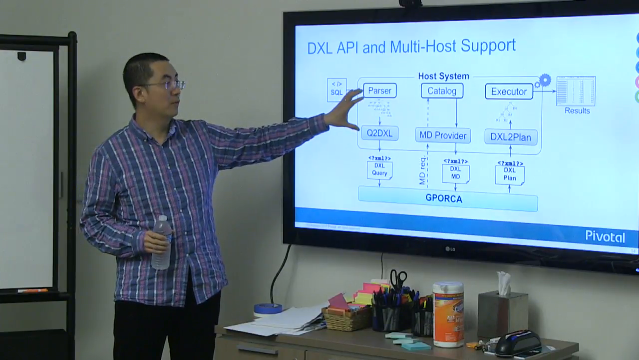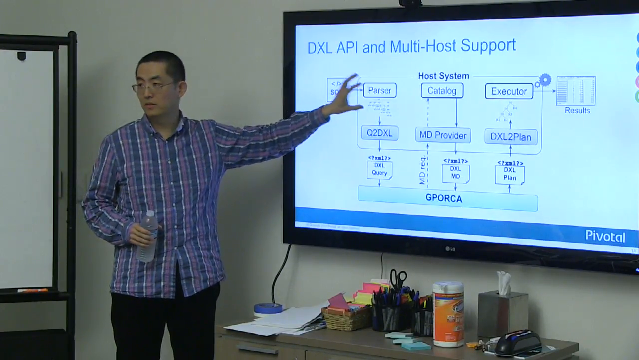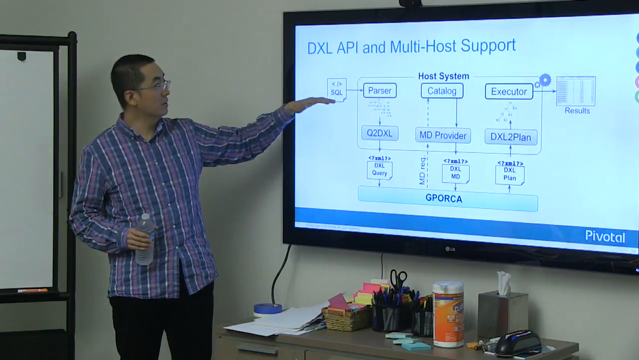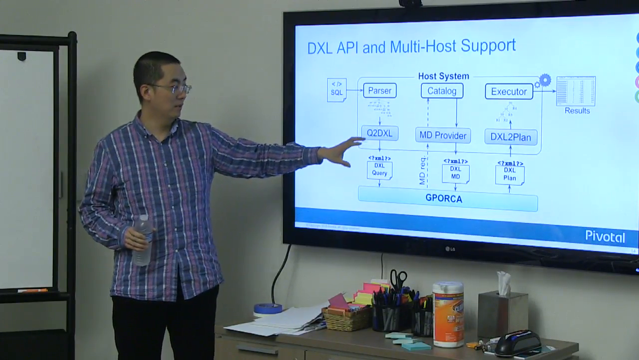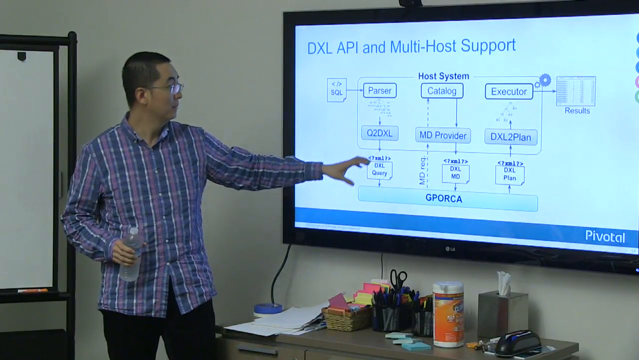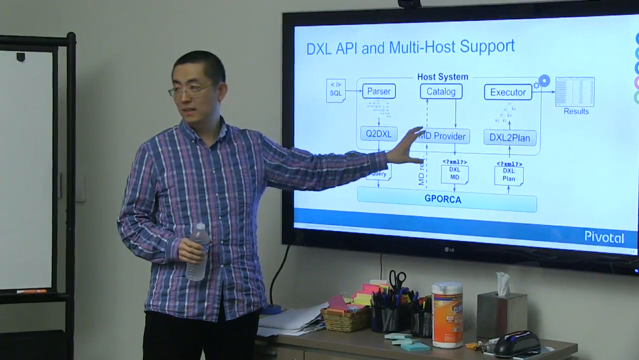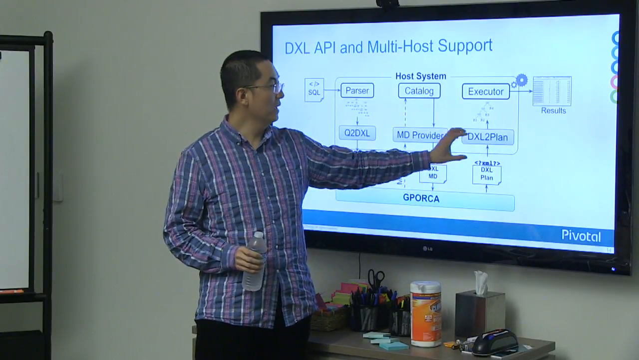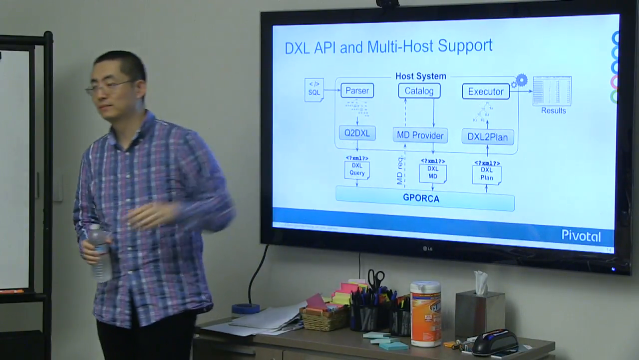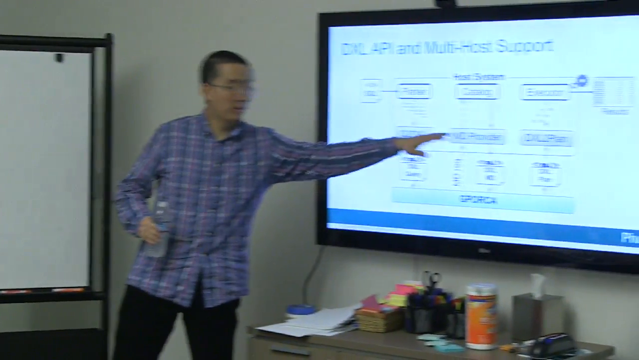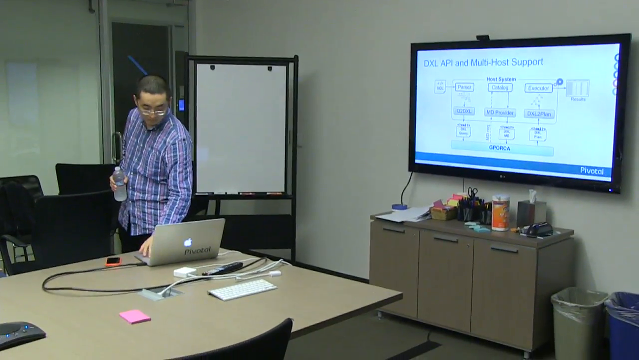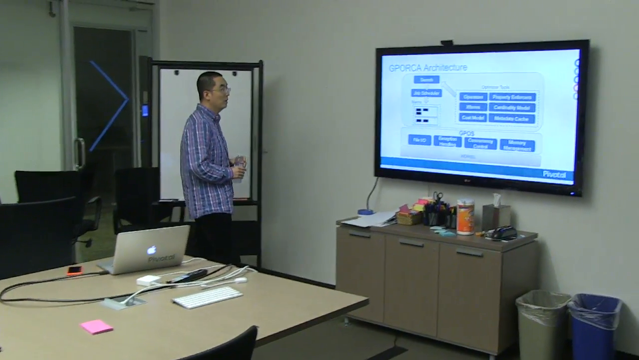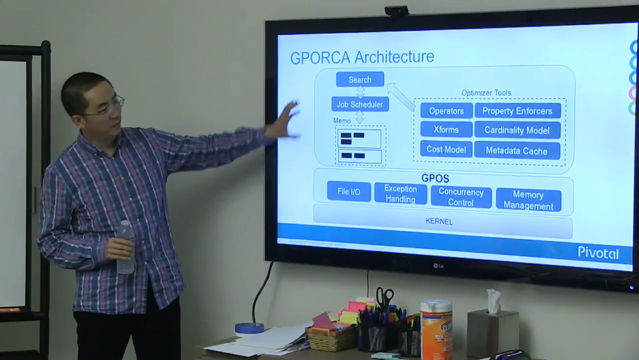So in this case, for example for GPDB, we're using the parser from the host to parse the original SQL string and translate it into the DXL format. Send it to GPORCA. During the optimization, we go through the metadata provider, talk to the host, and grab all this data information. At the end, we produce the best plan, give it back to the executor, and execute it. So by design, this can plug into any kind of host if they can provide these three modules.